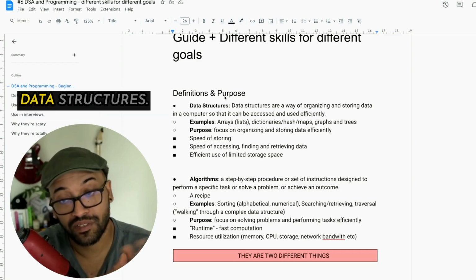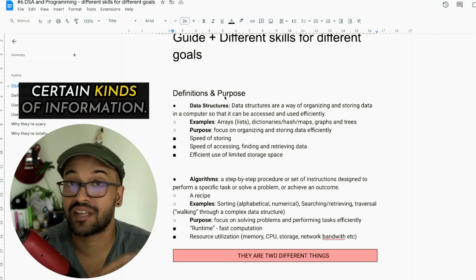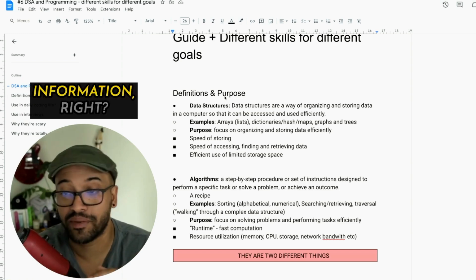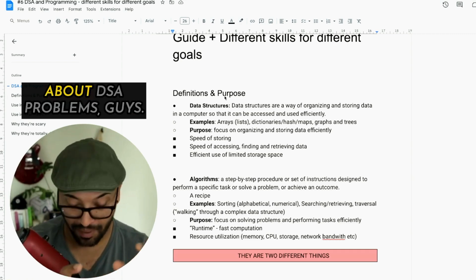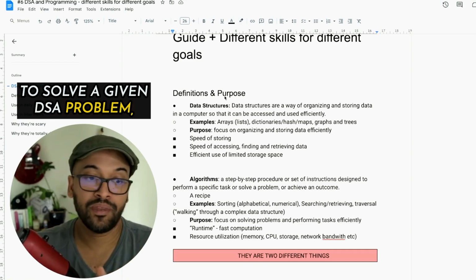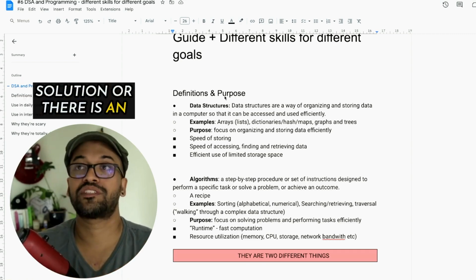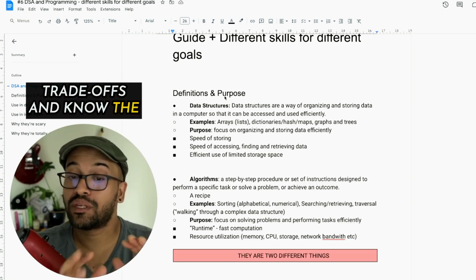Remember, that's the purpose of data structures. Some data structures are better at organizing, storing, and retrieving certain kinds of information, and other data structures are better for other types of information, right? But there are always trade-offs. And here's the key point about DSA problems, guys. There are multiple ways to solve a given DSA problem, but there's always an optimized solution, and you have to make the trade-offs and know the importance of trade-offs.